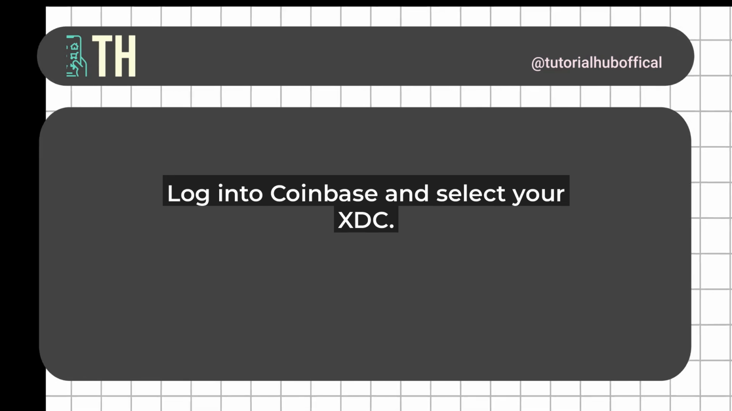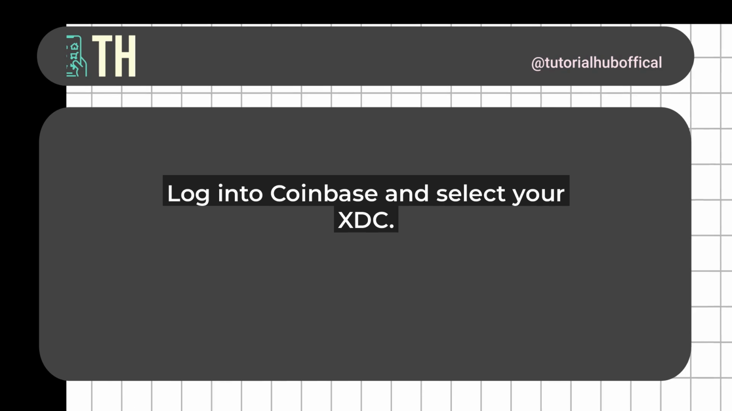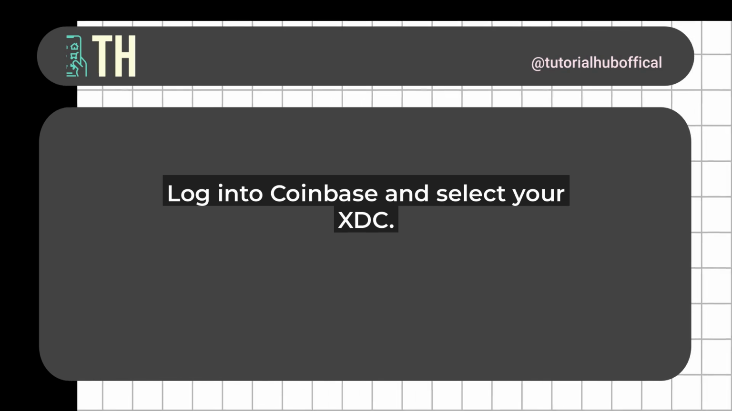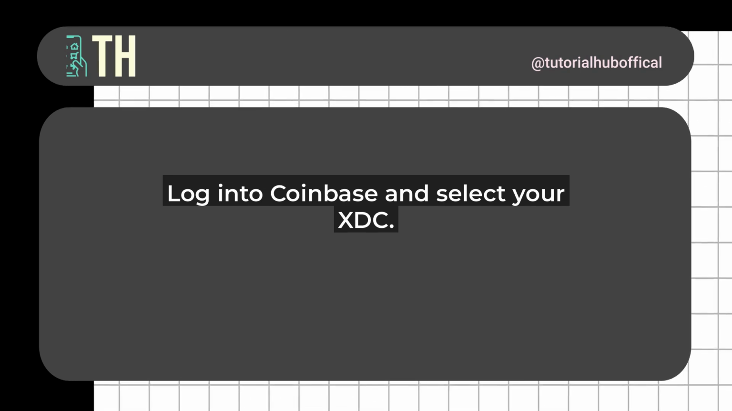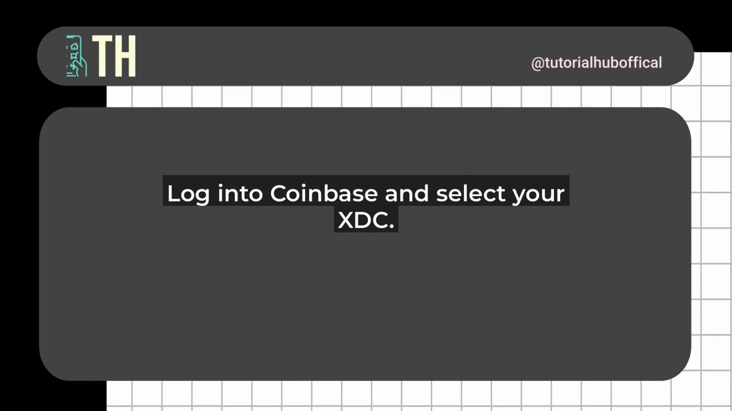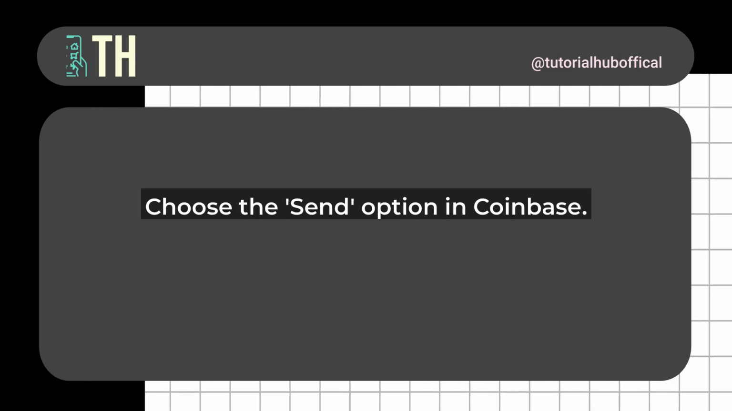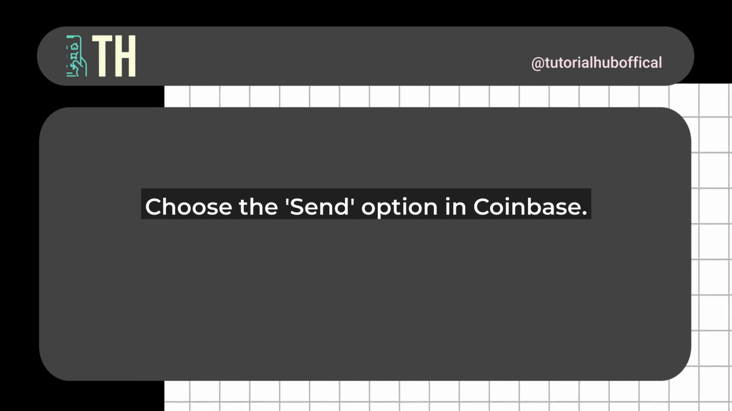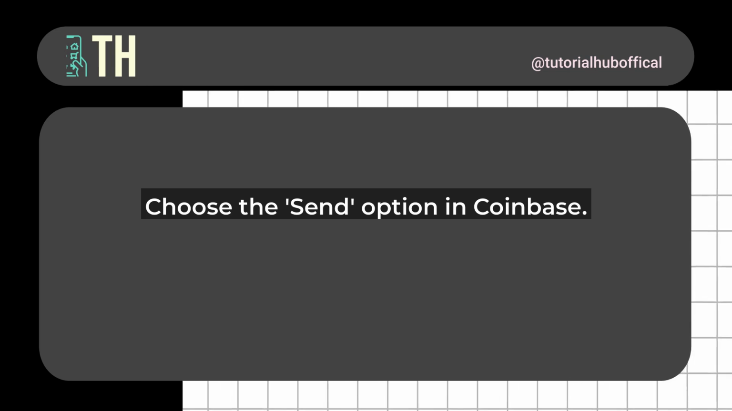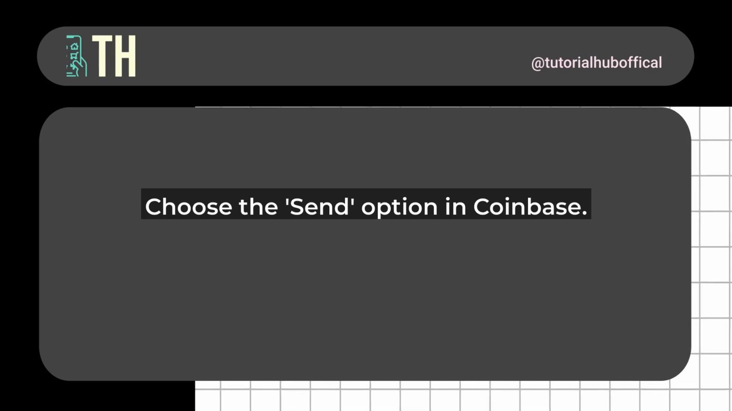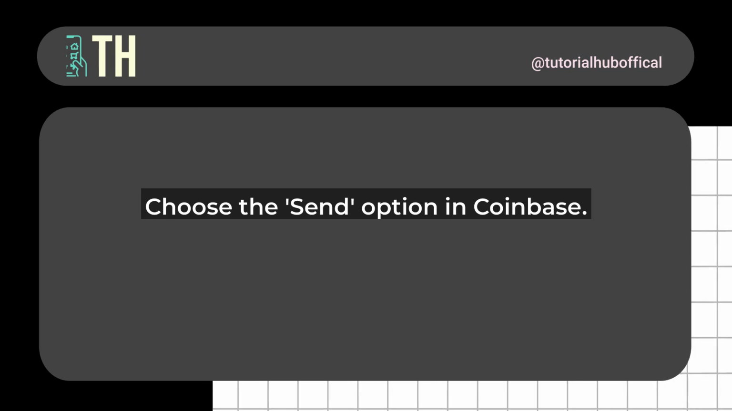First off, before we dive in, make sure you have active accounts on both Coinbase and Revolut. You'll also need some XDC in your Coinbase wallet and confirm that Revolut supports XDC transfers in 2025, which it should, as crypto integration continues to expand. Always start with verifying your accounts and enabling two-factor authentication for security.